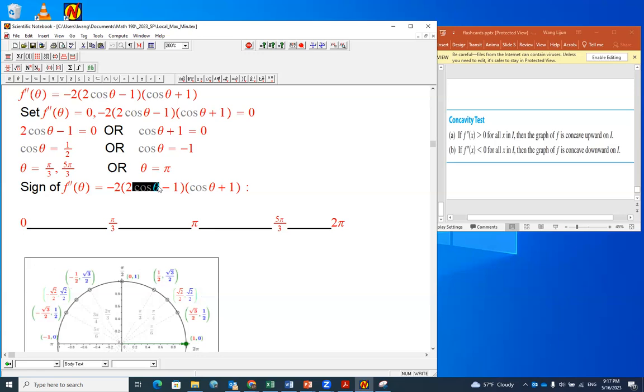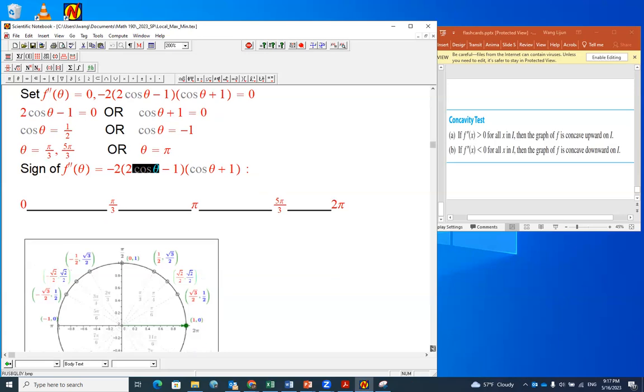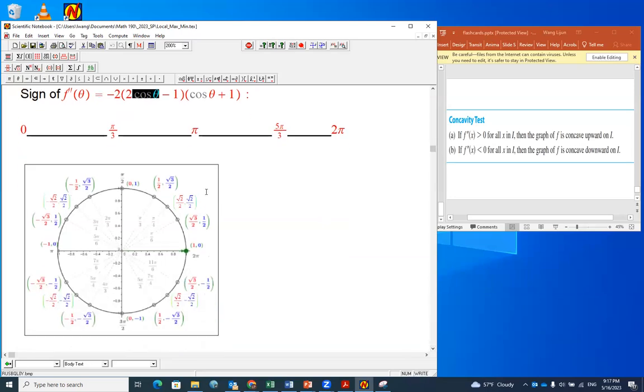cosine theta, you have to look at cosine theta, it is from 1. So look at this interval. Let me make it clear for you. 2 times cosine theta, right? So when the angle is from 0 to π/3, how are those angles measured? Those angles are measured counterclockwise.